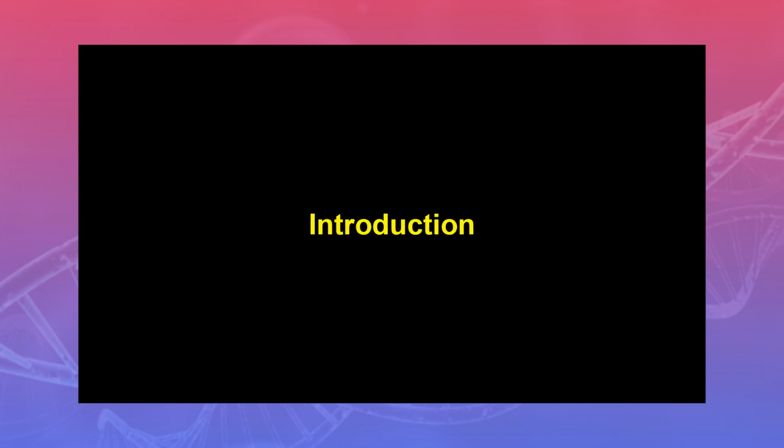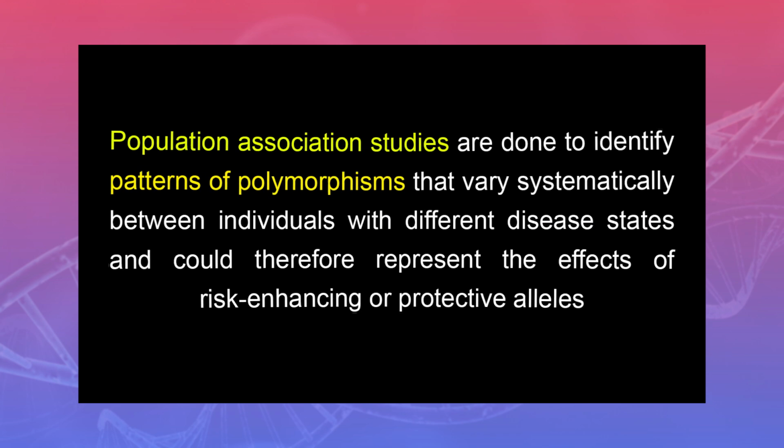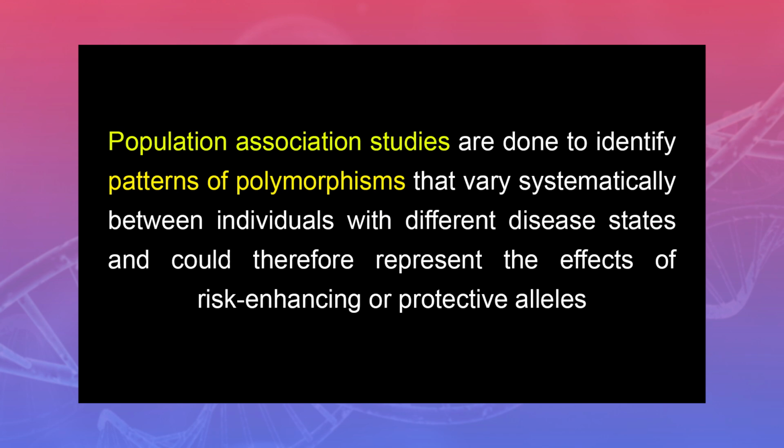Dear students, let's start with the introduction first. The population association studies are done to identify patterns of polymorphism that vary systematically between individuals with different disease states and could therefore represent the effects of risk enhancing or protective alleles.